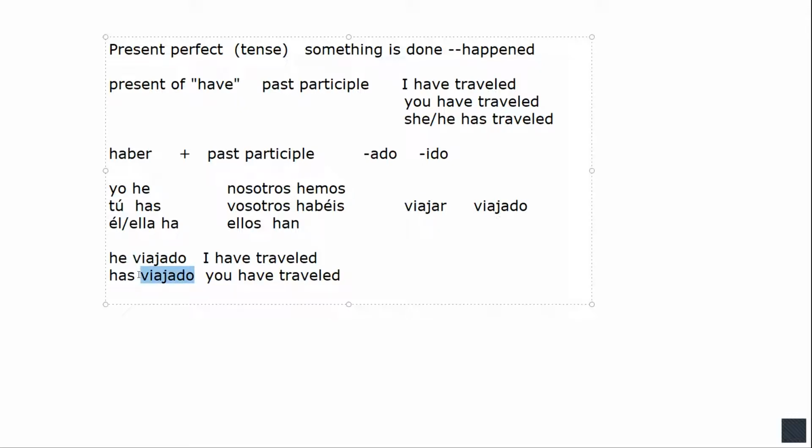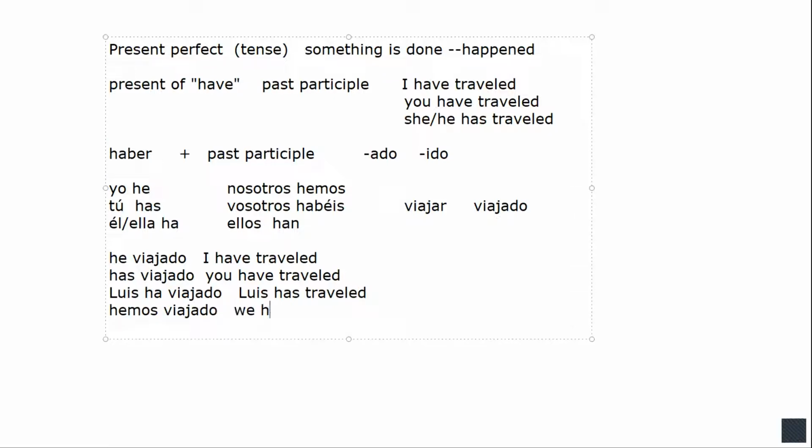Oh, so the only thing you have to know for a whole bunch of verbs is the forms of haber. He to say that yo has done it. Has to say that tú has done it. Ha to say that he or she has done it. Hemos to say we have done it. And han to say they have done it. Yay. Luis ha viajado. Luis has traveled. Hemos viajado. We have traveled. Mis amigos han viajado.